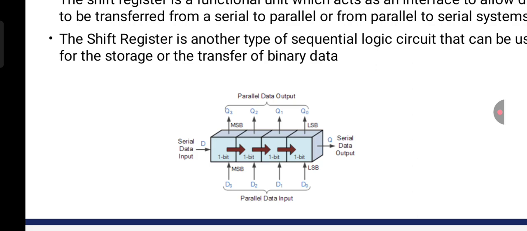Either the input is a serial input and the output is a serial data output, or the input is a serial data input and the output is parallel. If the input is parallel in and the output is a parallel output, next the parallel input and the serial output.